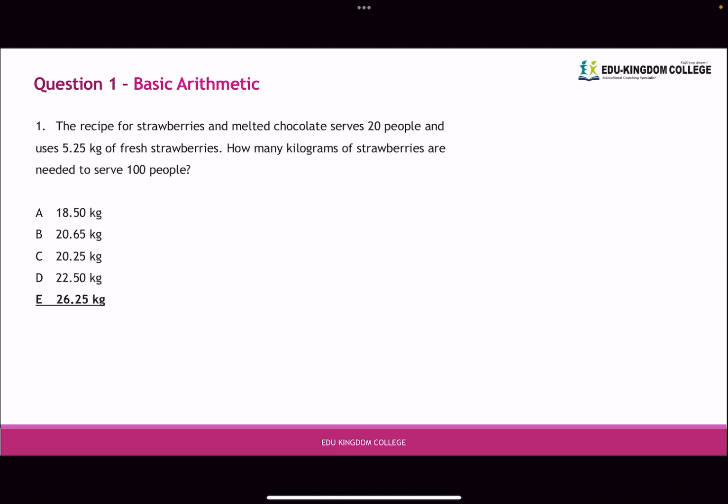Now, basic arithmetic. So we have strawberries, melted chocolate, serves 20 people, and uses 5.25 kilograms of fresh strawberries. Now, if we want to serve 100 people, we're going to use 5 times that. So 5.25: 5 times 5 is 25, 0.25 times 5 is 1.25. Add them together, you should get 26.25, so that's E.